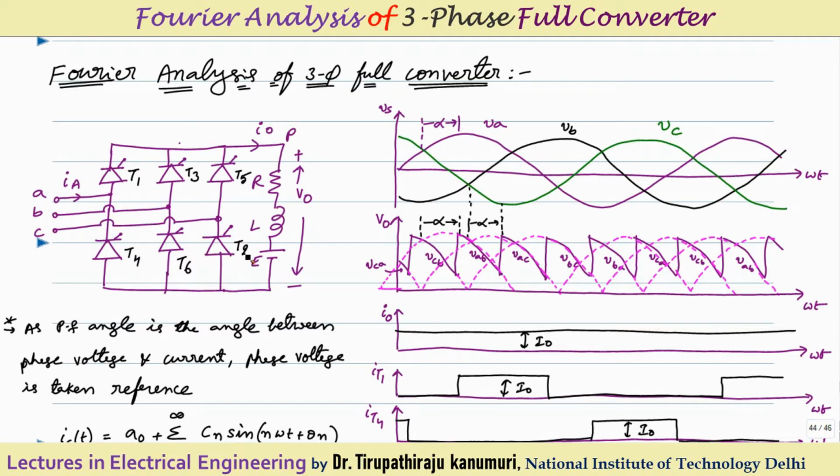60 degrees. The upper thyristors are called the positive group and the lower thyristors are called the negative group. At a time, one thyristor from the positive group and one thyristor from the negative group will conduct so that the output current will pass. And to make the analysis easy, I am taking my output current as a pure, constant DC value so that the analysis will be much easier.